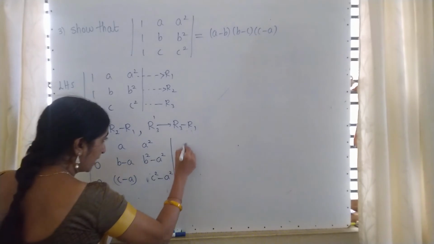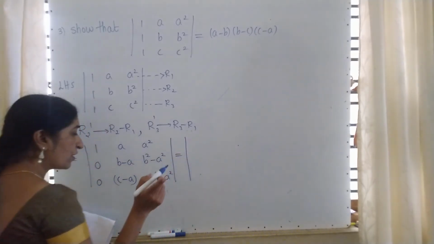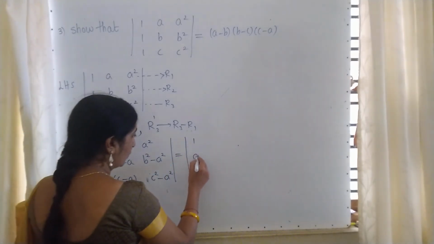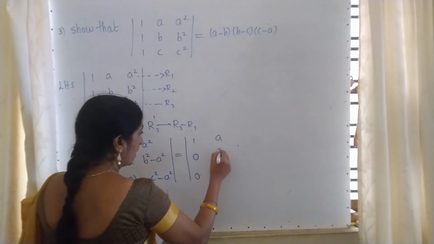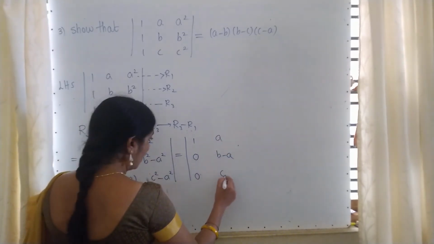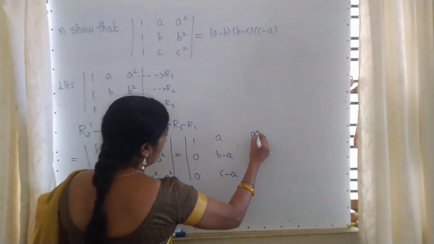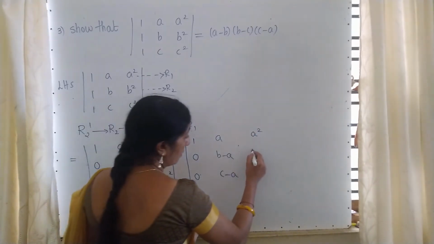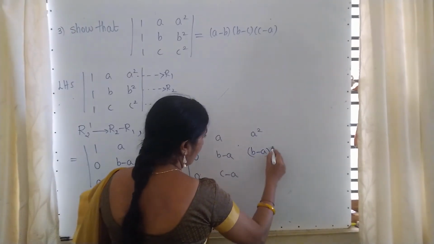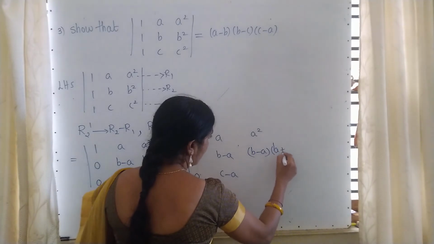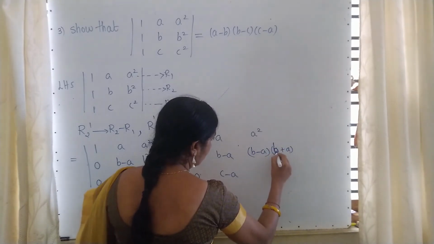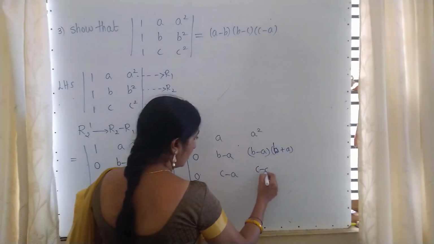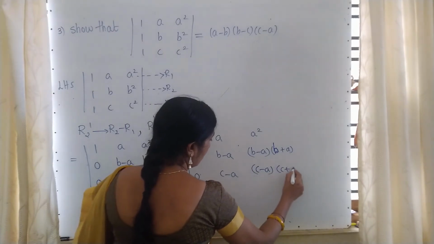Again, the next step is not necessary, but for your reference I am writing: 1, 0, 0; a, b minus a, c minus a; a square, b square minus a square, how do you write it? b minus a, b plus a. And this one is c minus a, c plus a.